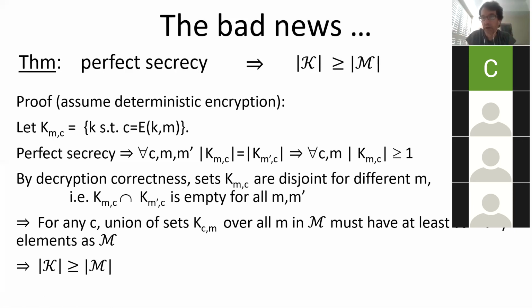The same for a two-time pad. If you try to reuse the pad, think of messages as 2n bits and a key of n bits, and you use the n-bit key first on the first n bits of the message, and then the same key on the next n-bit chunk. This has 2 to the n keys, and this has 2 to the 2n messages. So no way this bound is satisfied.